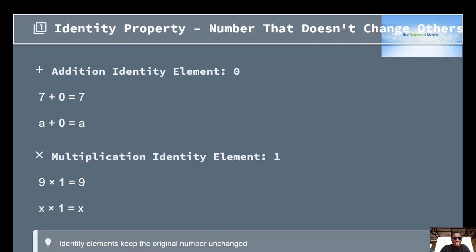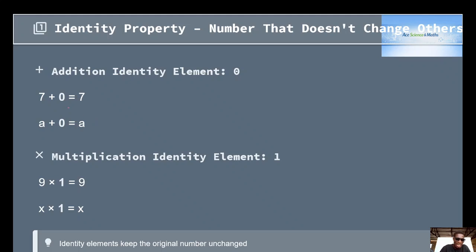All right, so let's look at the identity property. The identity property says that in addition, there is a number that when you add it to any value, it doesn't change the value. In multiplication, there is a number that when you multiply it by any number, it doesn't change the number. So when it comes to identity property, we are saying that a number does not change the other number when added.